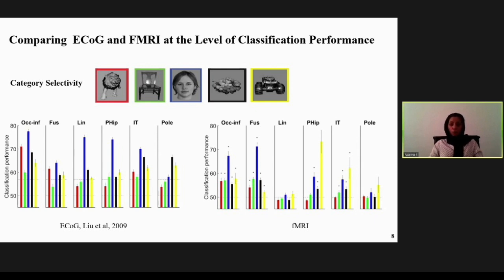For parahippocampal and temporal inferior, fMRI and ECOG patterns of selectivity are different. fMRI responses show higher selectivity to the vehicles, whereas ECOG responses are more selective to the faces.